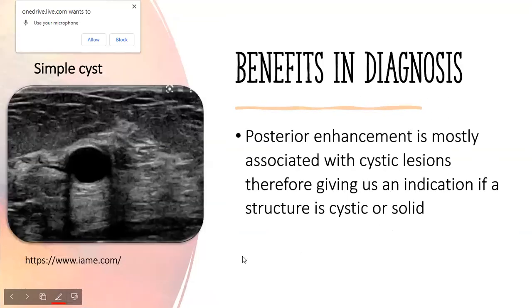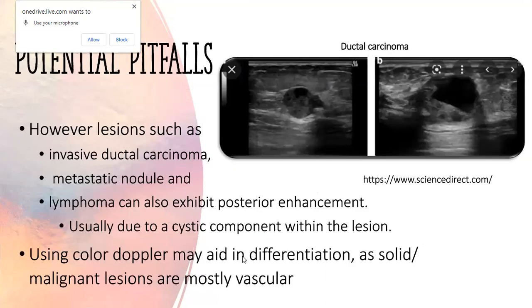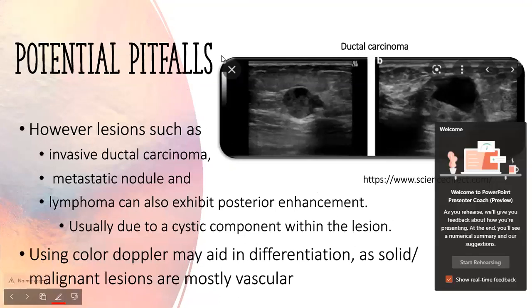The benefit of posterior acoustic enhancement is that it's mostly associated with cystic lesions, therefore giving us an indication of whether a structure is solid or cystic, as we saw in the slide before. The potential pitfall is that this artifact may also be seen in certain malignancies, such as invasive ductal carcinoma, metastatic nodules, as well as lymphoma. And this usually gives us an indication that there is a cystic component to the lesion.